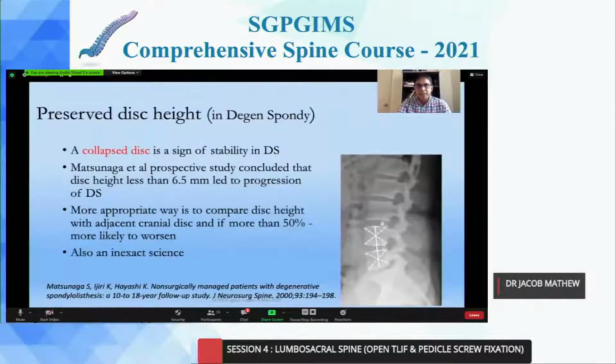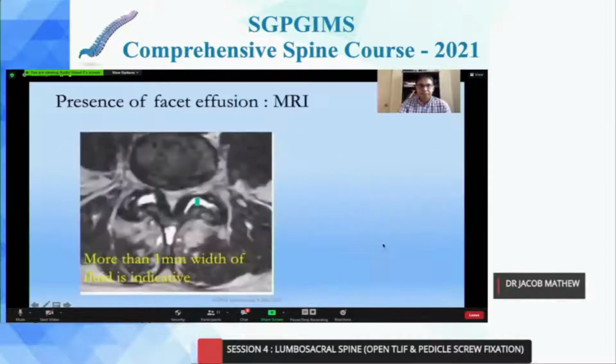Another sign is preservation of the disc height. So if the disc height is preserved, there is a higher chance of progression of the listhesis. One of the authors put a cutoff as 6.5. Anything above 6.5 millimeters leads to progression. But a more appropriate way would be to compare it with the disc height above, and if it's less than 50%, or if it's more than 50%, it's likely to worsen.